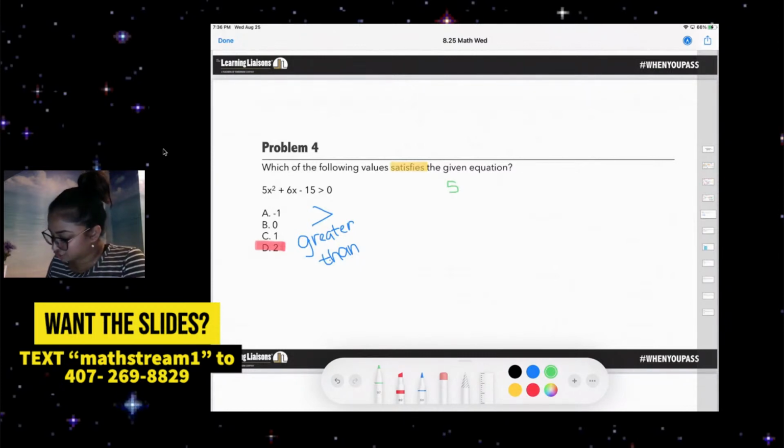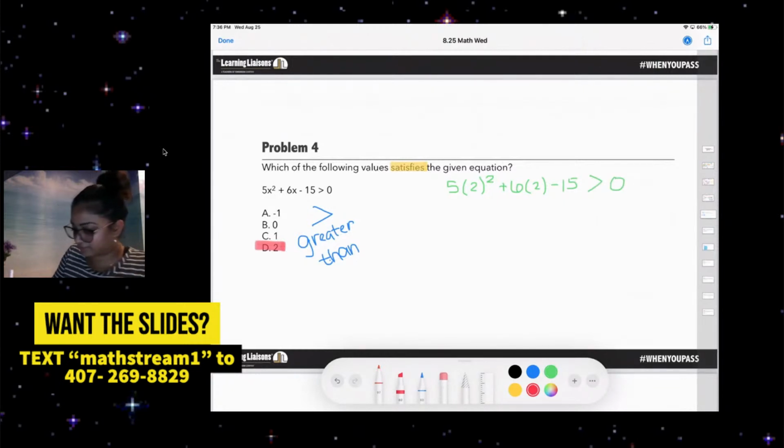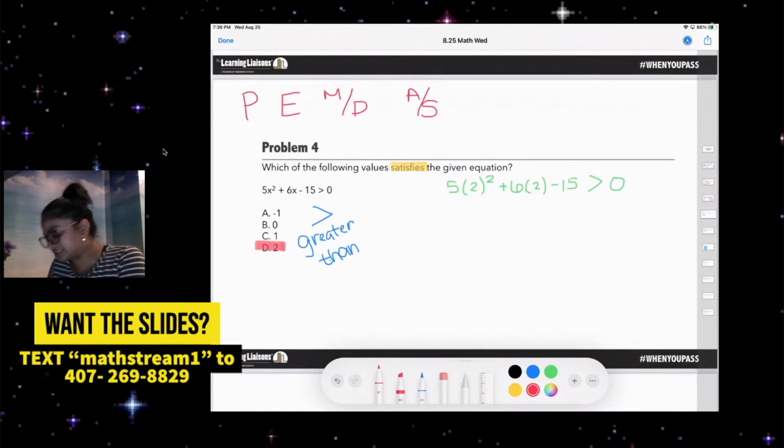If I plug in 2 to all of my x's, I get 5 times 2 squared plus 6 times 2 minus 15 is greater than 0. Okay? Remember, we start with parentheses, exponents, multiplication or division, addition or subtraction. All of my parentheses, there's actually nothing to do inside the parentheses. But look at that, I have an exponent. I'm going to do my exponent first, because that's what it says to do.